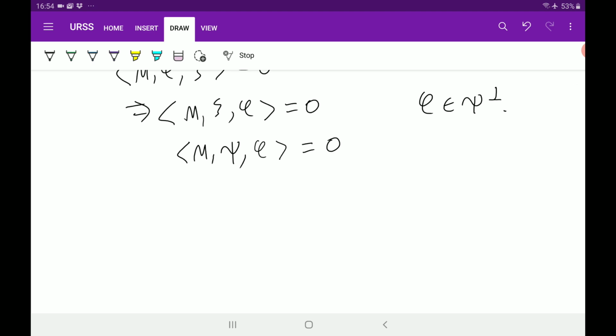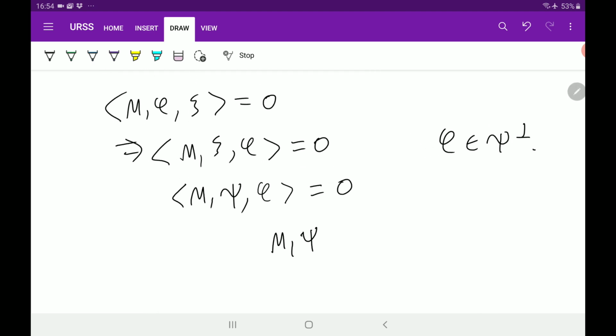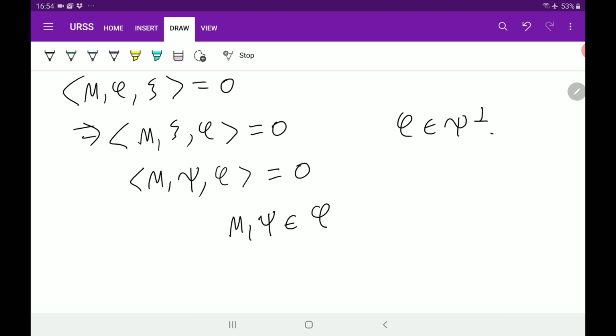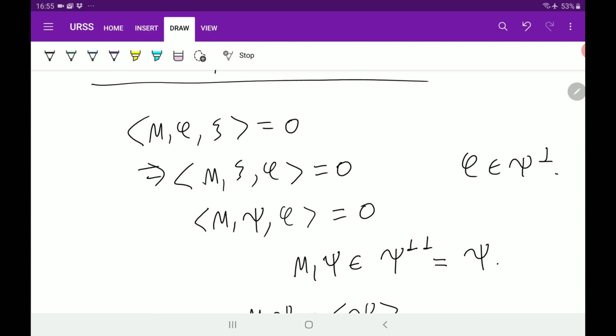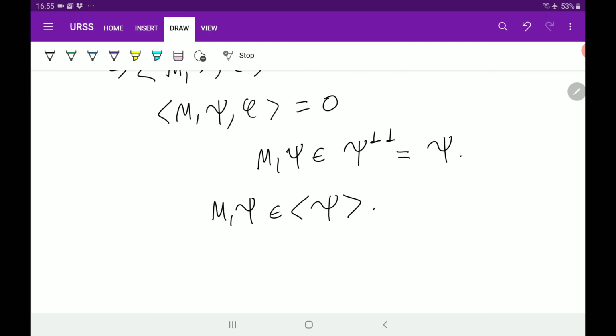So that means that m1 psi belongs to the orthogonal complement of phi, right? Well, it's a subset. This belongs to psi complement, which is psi. So that means that m1 psi must belong to the span of psi. So this establishes that psi is indeed an eigenvector of m1, right? That's the first thing we really have to check.